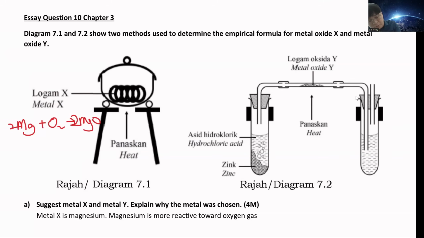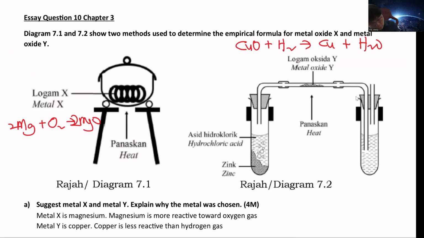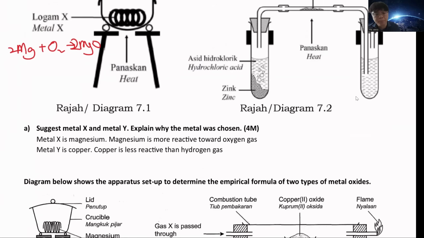Then how about this? Must use copper oxide. The reason why copper oxide is because copper is very less reactive. So it needs to react with the hydrogen gas. Copper is less reactive than hydrogen, so the hydrogen is able to steal the oxygen from the copper. Okay, so this is the one that you need to know.